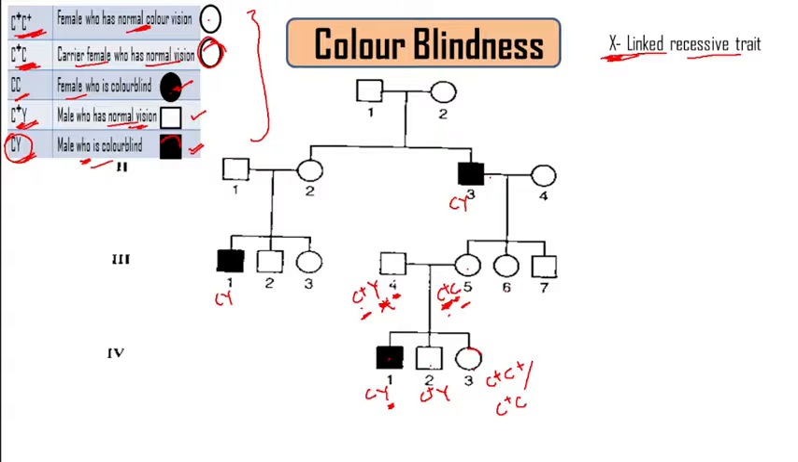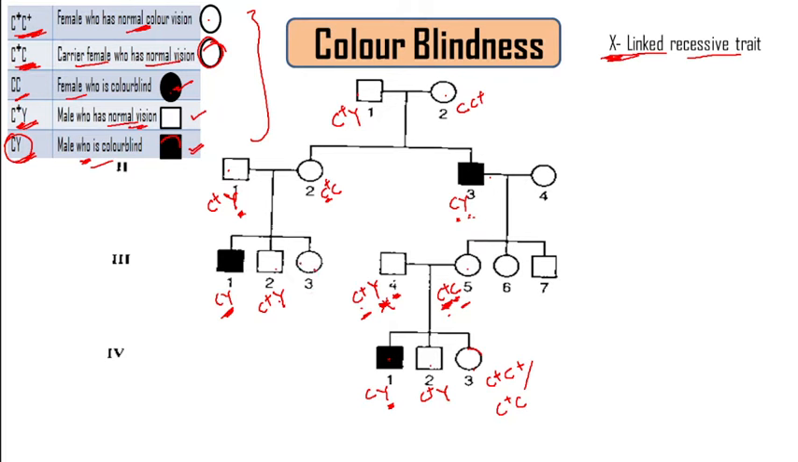Now let's proceed further. CY, this individual would have inherited Y from father, C from mother. He is normal, C plus. She is normal, C plus. Here, this is Y from father. This individual would have inherited Y from father, C from mother. He is normal, C plus. She is normal, C plus. Now this individual would have inherited Y from father, and because he is normal, he would have inherited C plus from mother.